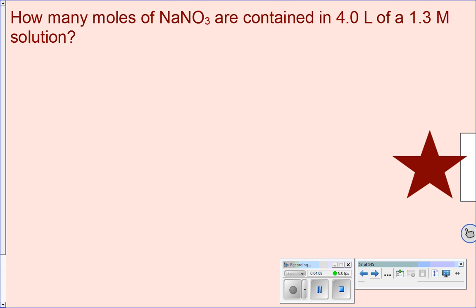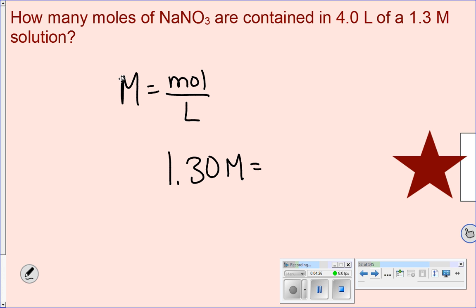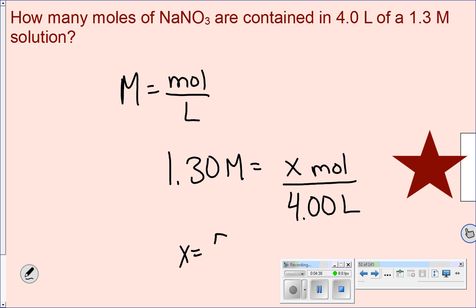One more example, how many moles of NaNO3 are contained in 4 liters of a 1.3 molar solution? So in this case, molarity equals moles per liter. I'm plugging in 1.30 molar. I'm solving for a number of moles. And this is a 5-liter solution. So this solution has 5.20 moles in it.